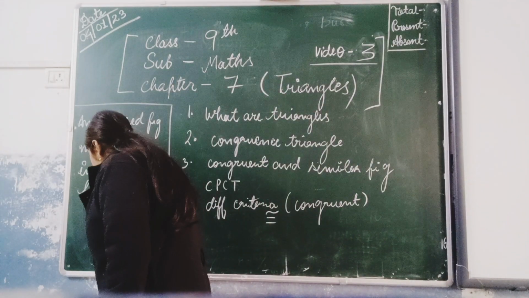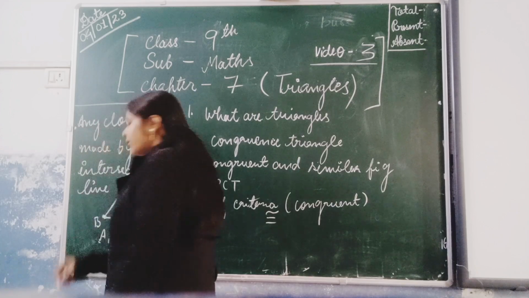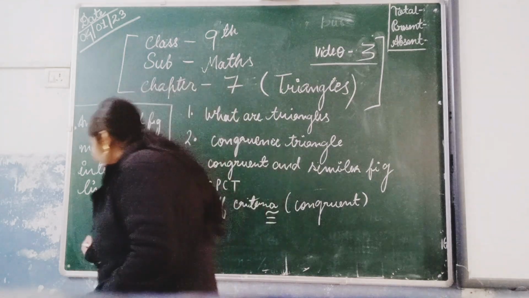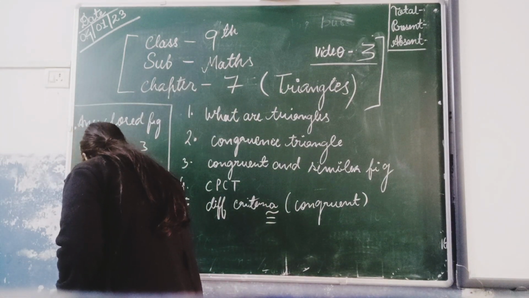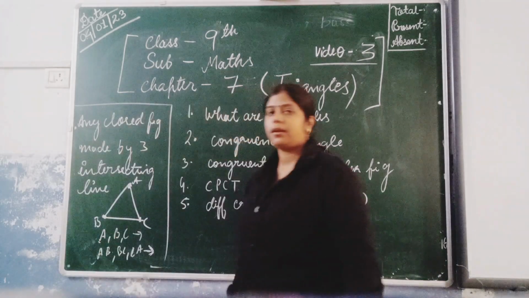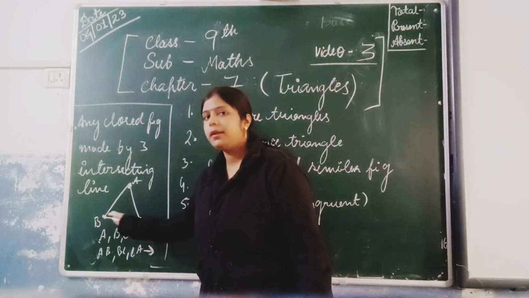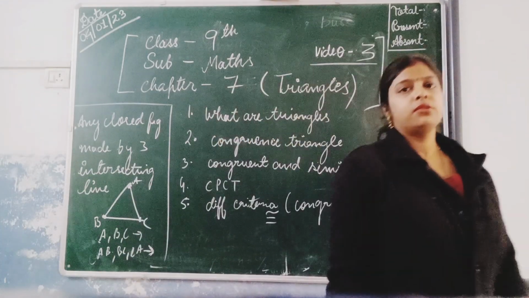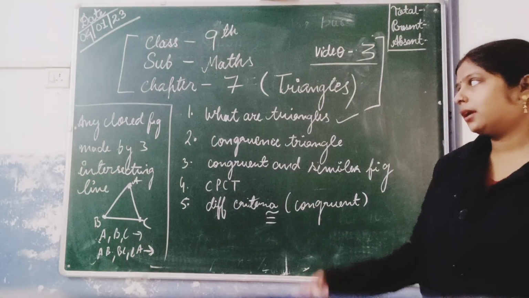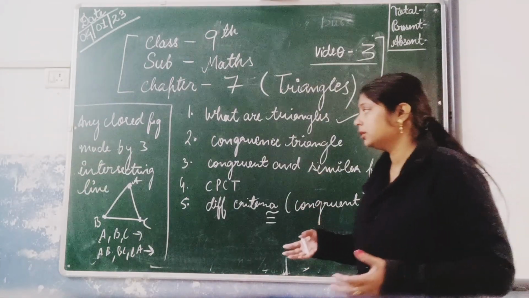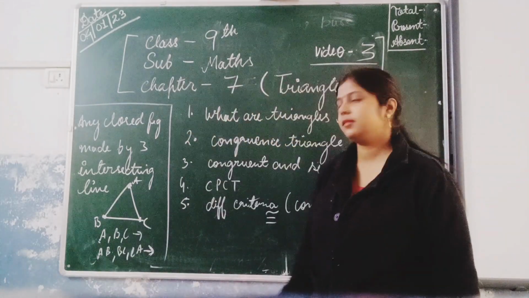We also know that A, B and C are known as the vertices of the triangle, and AB, BC, CA are known as the sides of the triangle. Also we know that angles are marked as angle A, angle B and angle C. So this was the basics about what are triangles and how to locate that it is a closed figure with the three vertices A, B and C and with the sides AB, BC and CA.